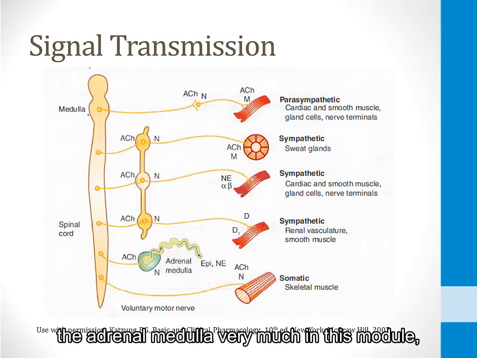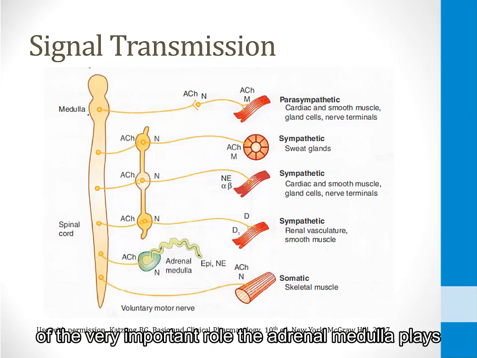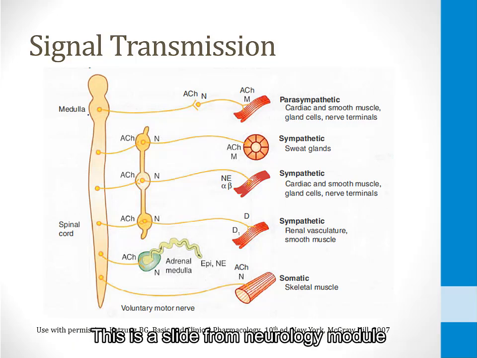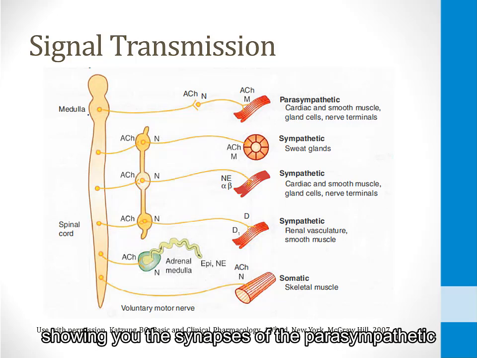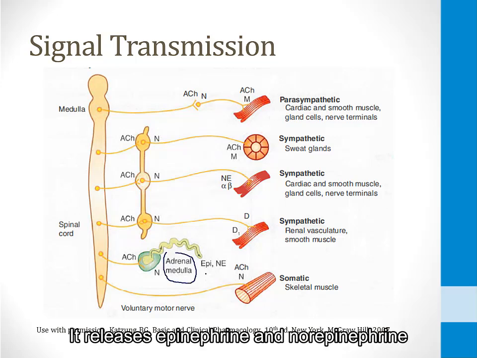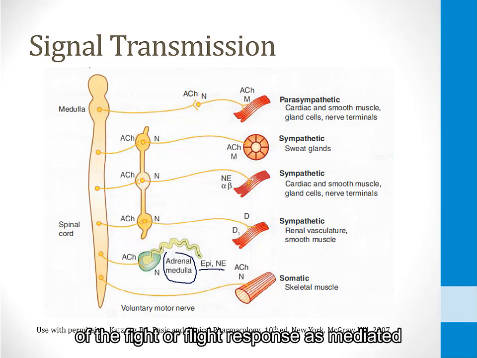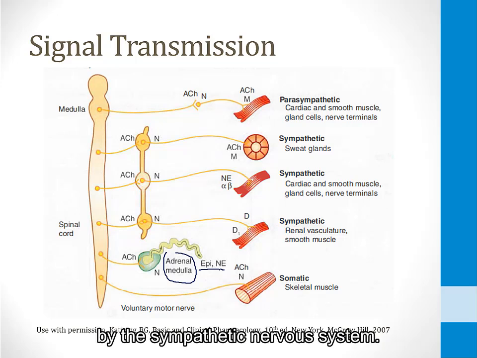We're not going to talk about the adrenal medulla very much in this module. We're going to focus on the cortex, but I just want to remind you of the very important role the adrenal medulla plays in the sympathetic nervous system. This is a slide from our neurology module showing you the synapses of the parasympathetic and sympathetic nervous systems. And on this slide, you can see the adrenal medulla. It releases epinephrine and norepinephrine into the systemic circulation, and it's a very important component of the fight or flight response as mediated by the sympathetic nervous system. It is activated by the neurotransmitter acetylcholine via nicotinic receptors.